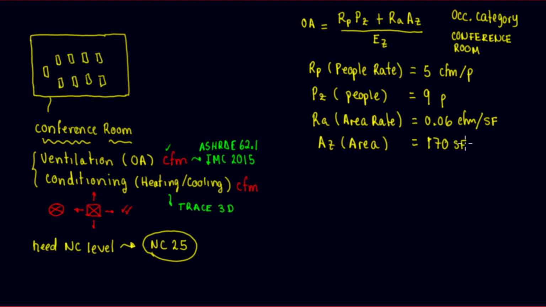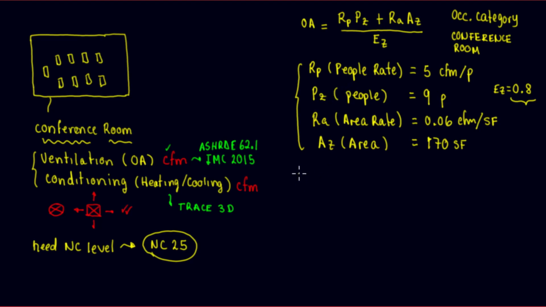As you may notice, R pretty much is related to rate. So rate of P, rate of people. R, rate of A, rate of area. That's how I remember. PZ, P is people, Z maybe zone, and then A, area, Z, zone. So now we have the formula, and EZ is effectiveness. Depending on the case, this could be 1.0. I'm going to put in here EZ. We're going to take a more conservative approach, 0.8. But this depends on how the diffusers are, in the ceiling or floor diffusers. These are usually in the ceiling, so we're going to put 0.8.